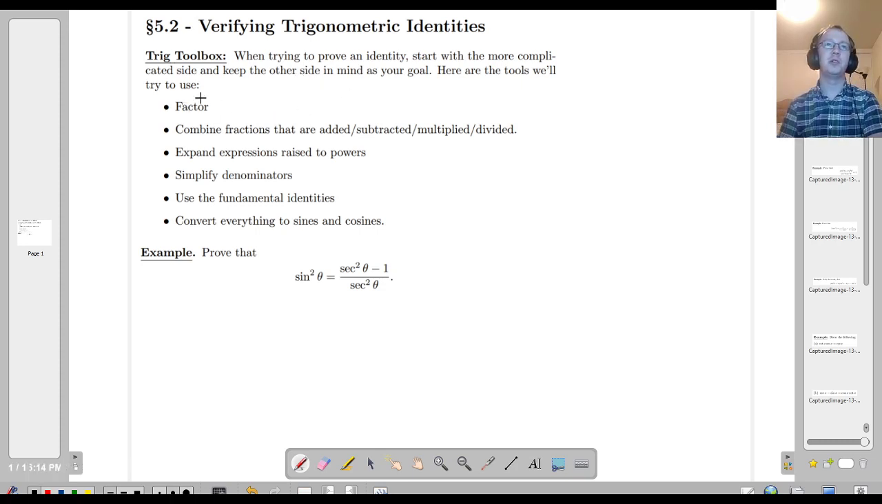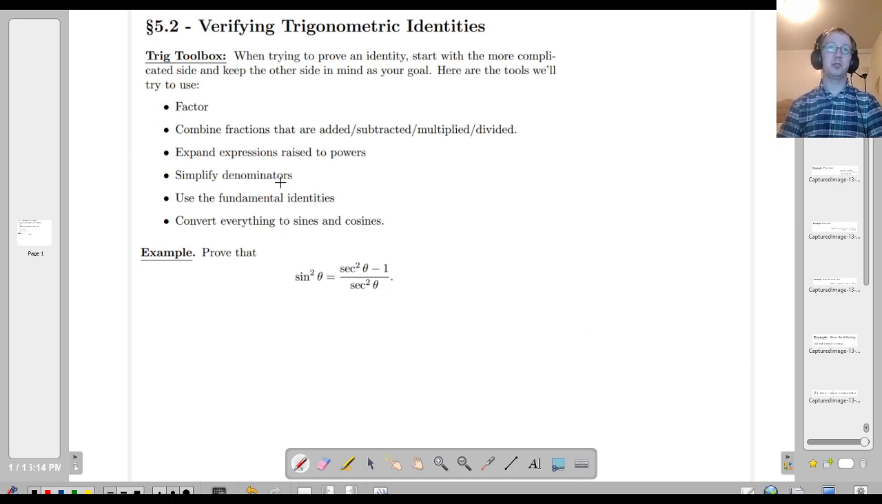Okay, so last section we spent a while factoring trig expressions. Sometimes that can be useful. Another tool we did is combining fractions, so just getting a common denominator. Sometimes it's useful to expand expressions raised to powers. We'll see what that looks like in a little bit. Sometimes we end up simplifying denominators. Think in particular about how we used those Pythagorean identities to make the denominators look better last section. Sometimes you just see a fundamental identity you can use. That's a thing you want to keep in mind. And then also, converting things to sines and cosines can be very useful.